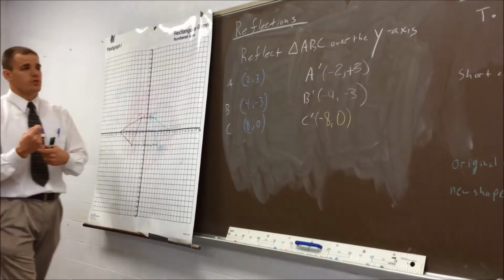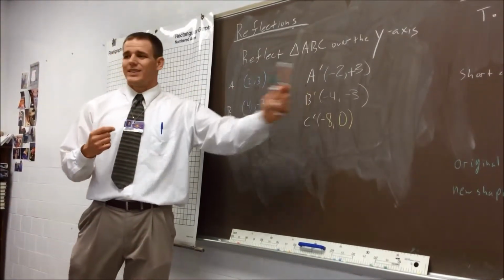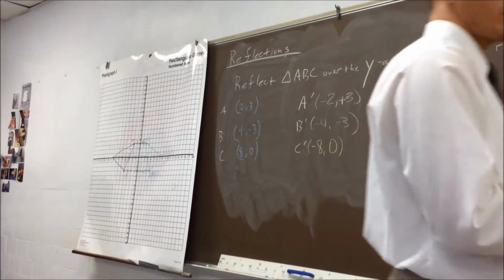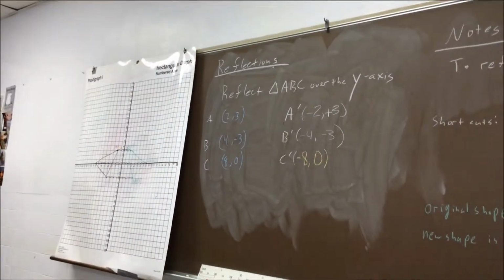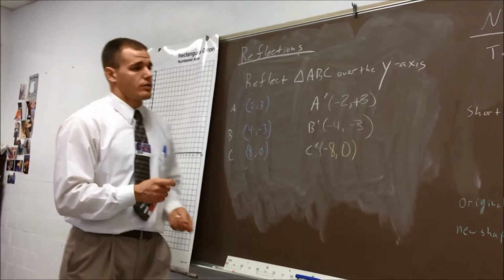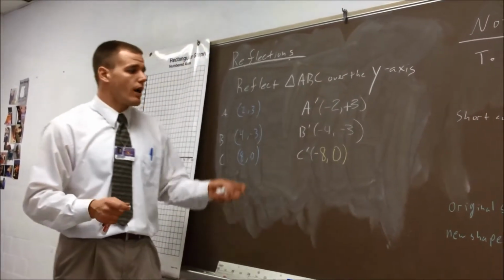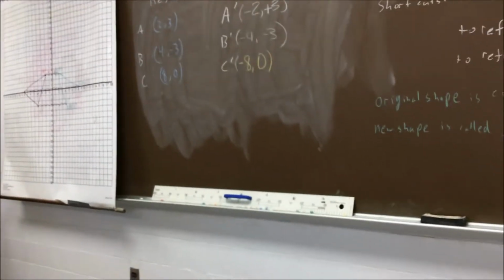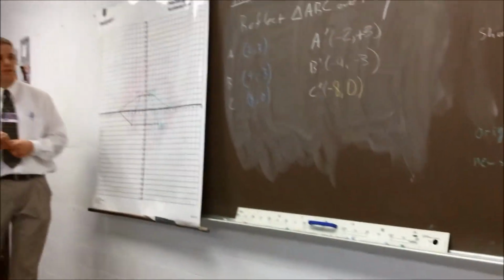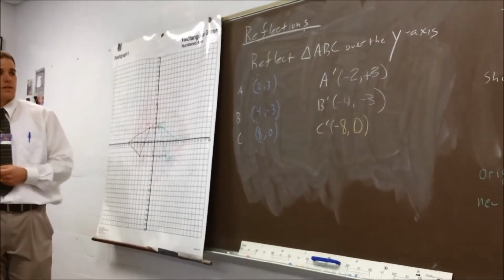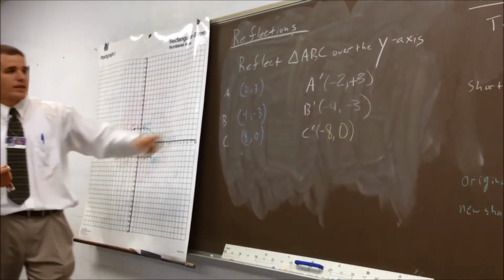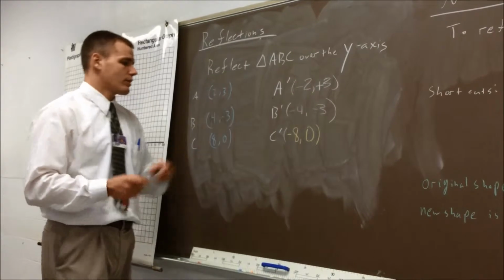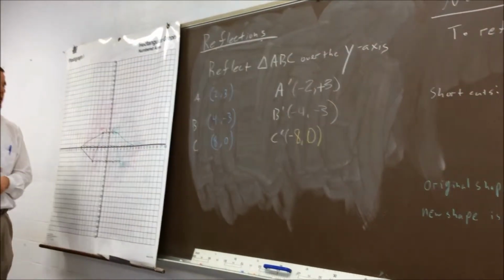What's the pattern between these two? Take just 10 seconds right now. Talk about your team. What's the pattern? Whisper, go. All right, so to reflect over the y-axis, what do we have to do? You do the opposite of the x. The opposite of the x-coordinate, isn't it? This is 2, this is -2. The y-coordinate stays the same. Very good, very good.